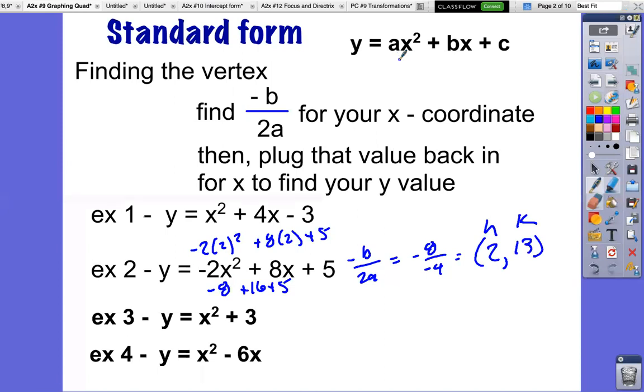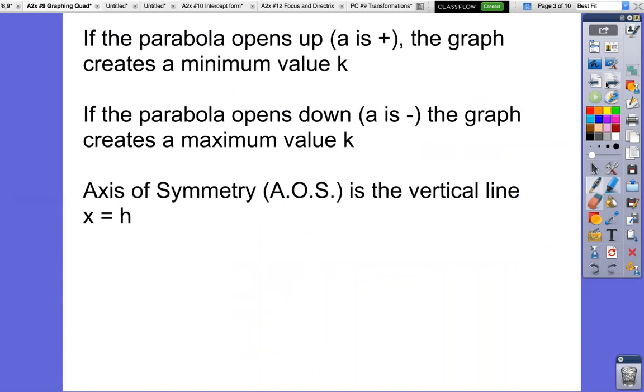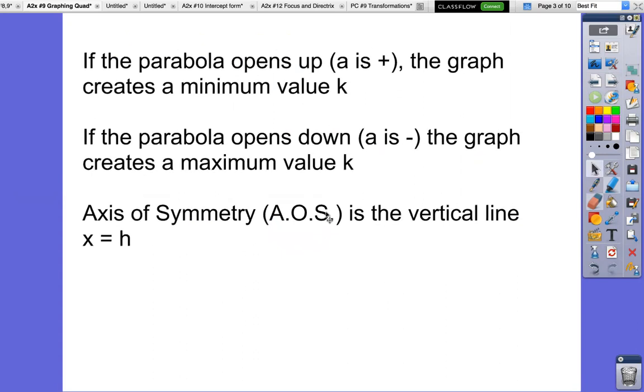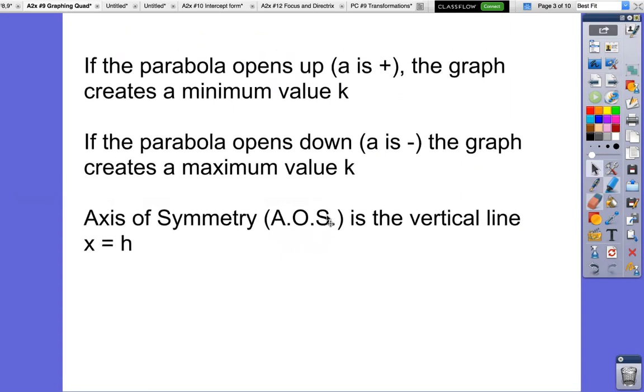So I need you guys to know that really well going into this, because everything we do plays off of the vertex. So if you can't find the vertex, you're going to be in some trouble. You're going to be falling behind. So let's go on and look at this. Here's the next part. Again, maybe you want to take a picture. Maybe you want to write this down. Maybe you just want to follow. It doesn't really matter to me.